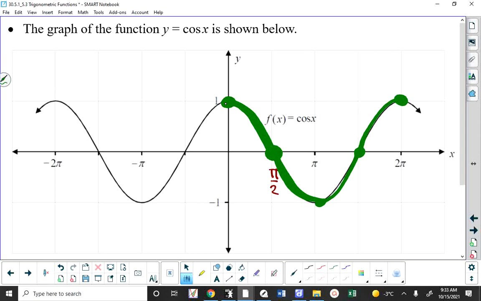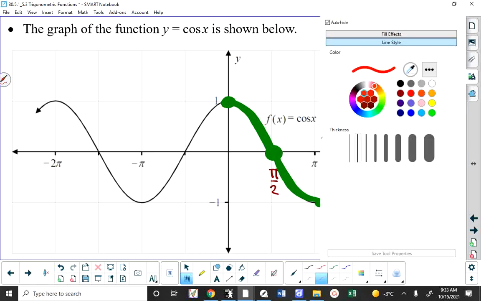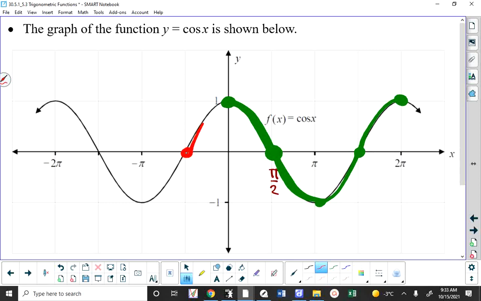Is it the case that this is also a complete cycle? Sure. It's got the 4 pieces to it. The red one goes up, down, down, up. But I want you to notice the distance from here to here is the same as the distance from here to here.